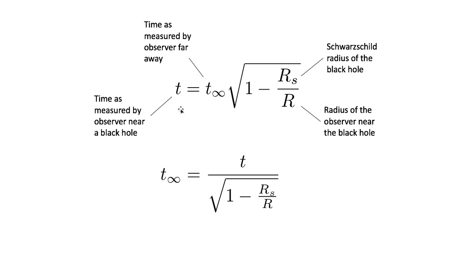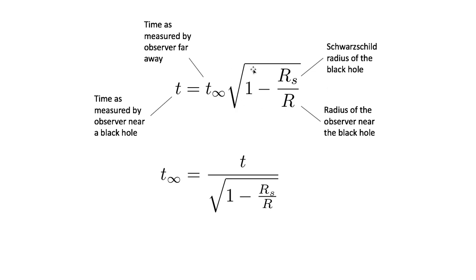Let's look at this formula in a little bit more detail. On the left, this t is the time as measured by an observer near the black hole. So this is the time on their watch as they sit near the black hole. That's how much time they experience. This t infinity is the time as measured by an observer that's far away. That's what the infinity means. They're just infinitely far away, so they're not affected by the gravity of the black hole. This is like what we would say is Earth time, far away from where the black hole is.